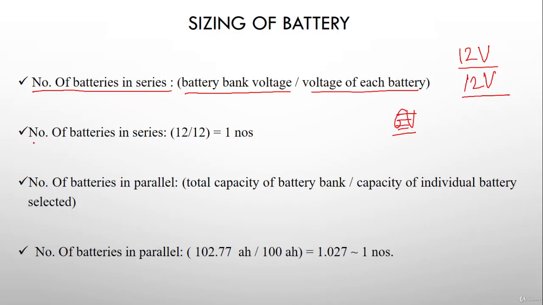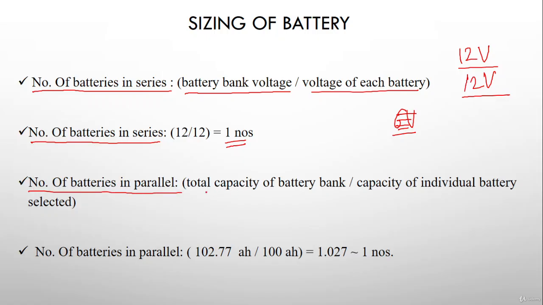Second thing is the number of batteries in the series combination. After doing this calculation, it is 1. So a total of 1 battery will be required to be connected in the series combination. Next is the number of batteries to be connected in the parallel combination.